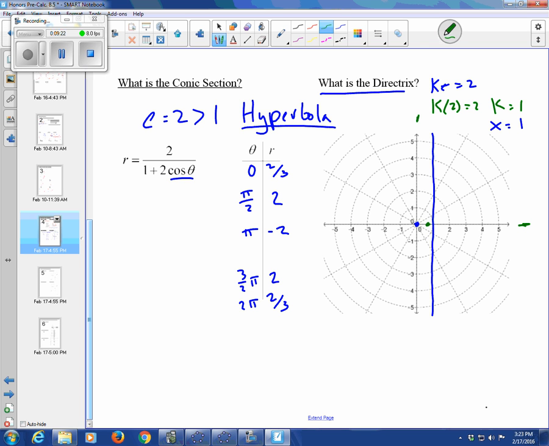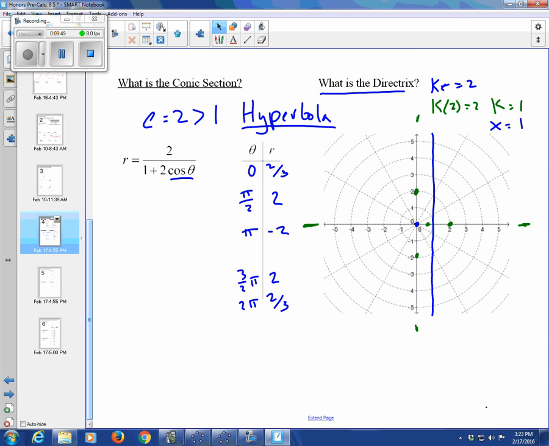For the rotation of pi/2, we've got the r value of 2. For the rotation of pi, we've got negative 2. So now we're going that distance of 2 in the opposite direction to define the point on our hyperbola. And for the rotation of 3/2 pi, we've got the r value of 2. And then, of course, we get 2/3 again for the rotation of 2 pi.